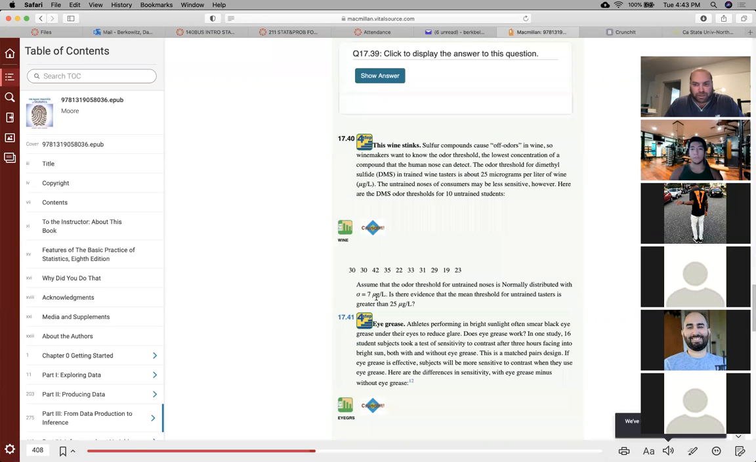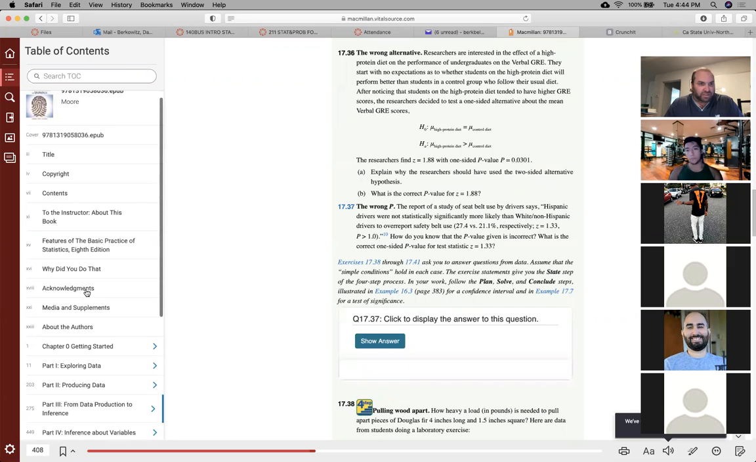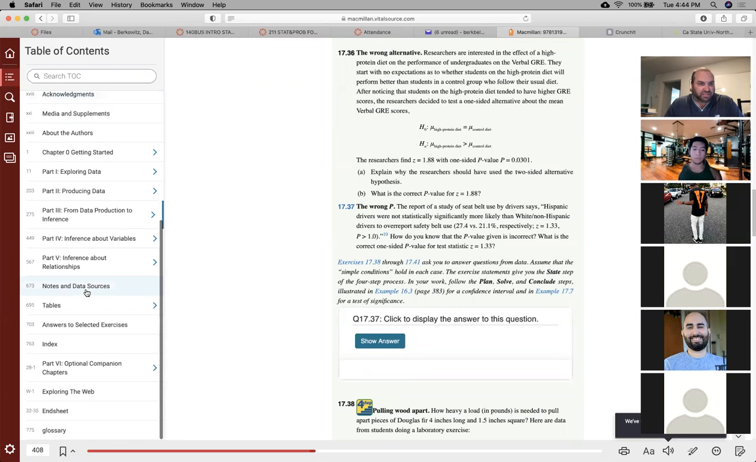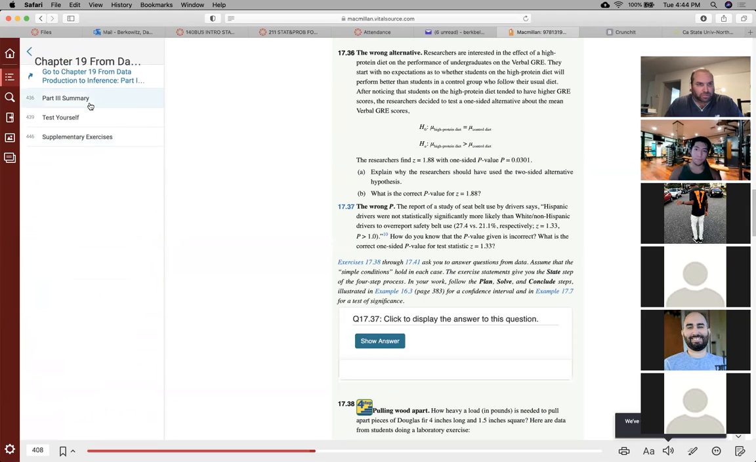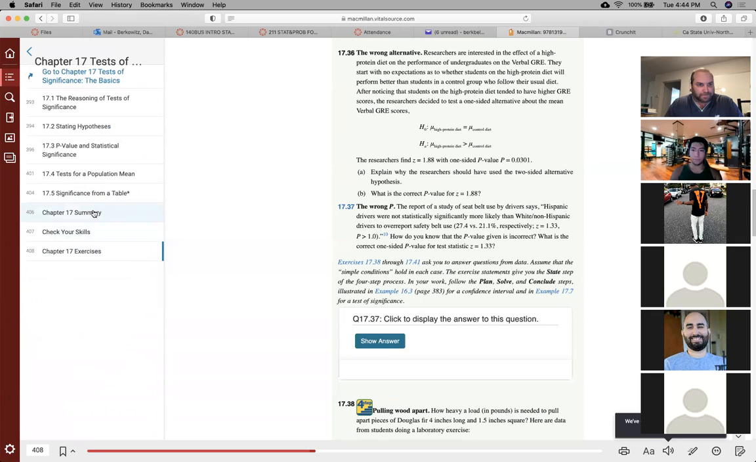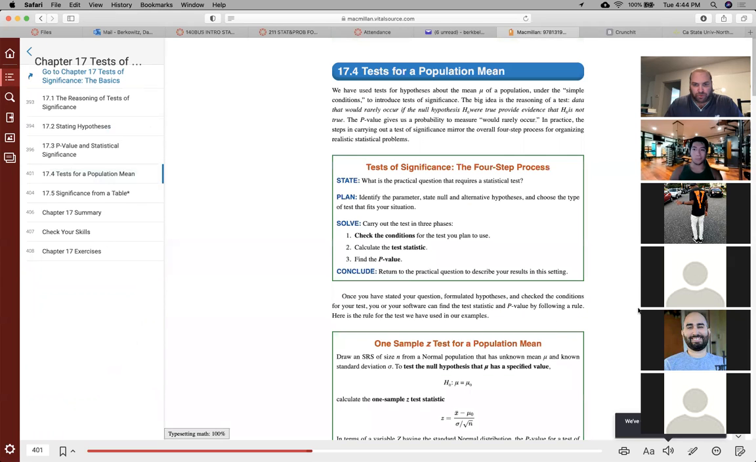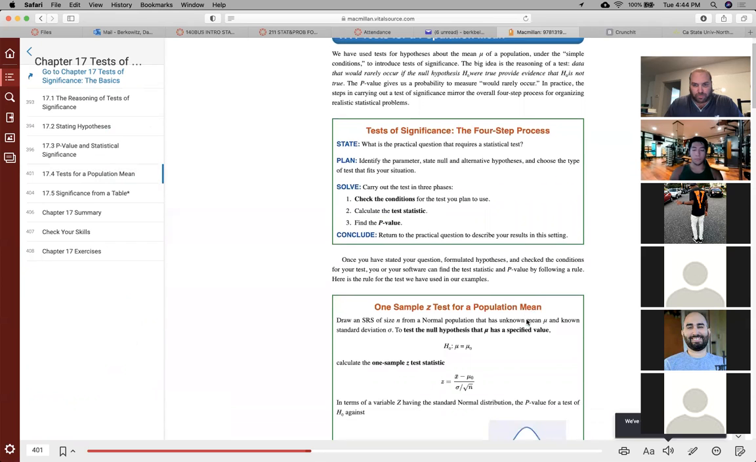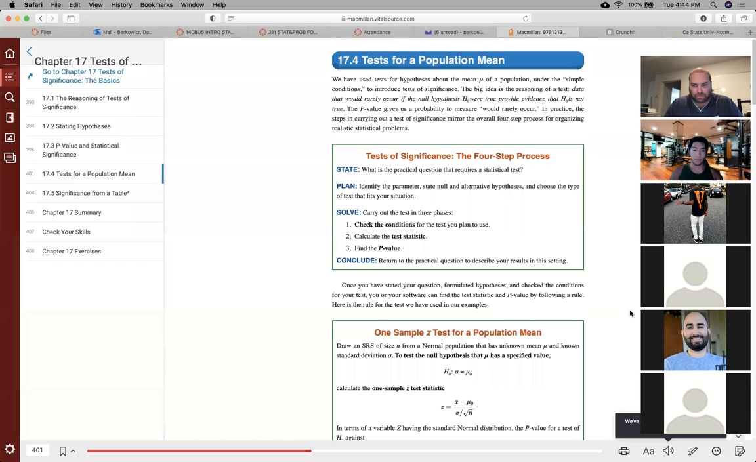So let's now talk about the other approach to hypothesis testing, which is the Z-statistic approach. Let's see if it's in here. So what are you confused about? Go ahead and ask.